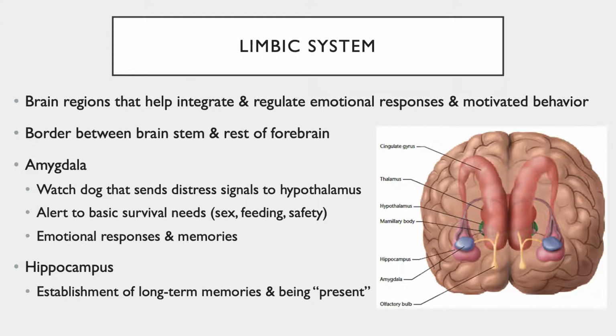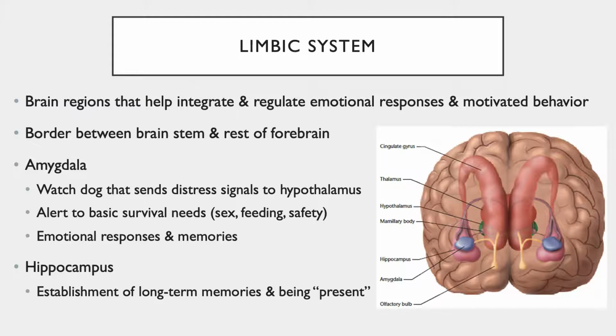The amygdala is alert to basic survival needs. Things like sex, feeding, and again, safety. It also helps facilitate emotional responses and emotional memories. So you can thank your limbic system, particularly your amygdala, if when you smell peach pie, you have warm feelings of spending the summers with your grandma.